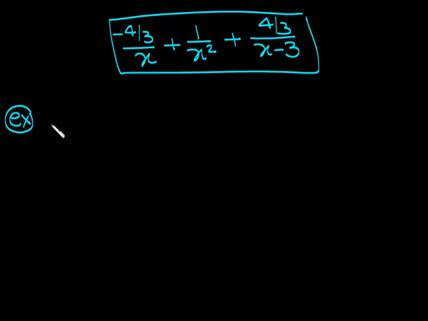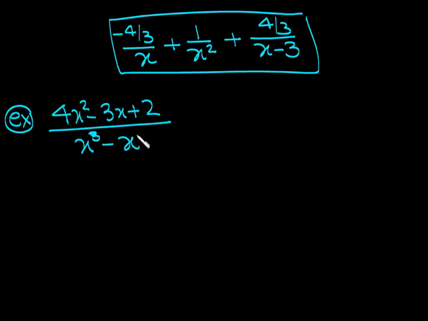Let's take a look at two more examples. Let's do one with a quadratic factor. So let's say I have 4x squared minus 3x plus 2 on the top, and on the bottom I have x cubed minus x squared x. Let's do that. So the degree of the top is 2 and the bottom is 3, so I don't need to do long division. The last problem I will do will involve that.